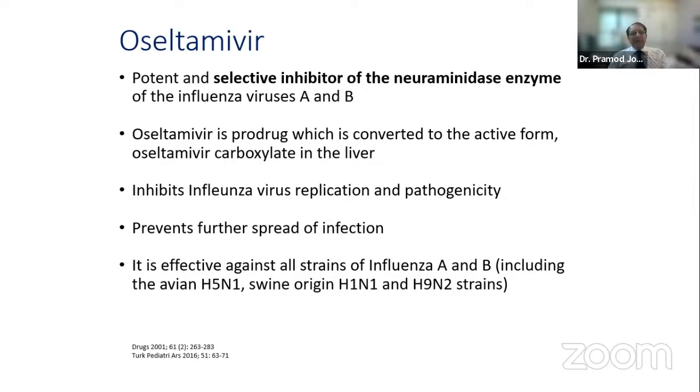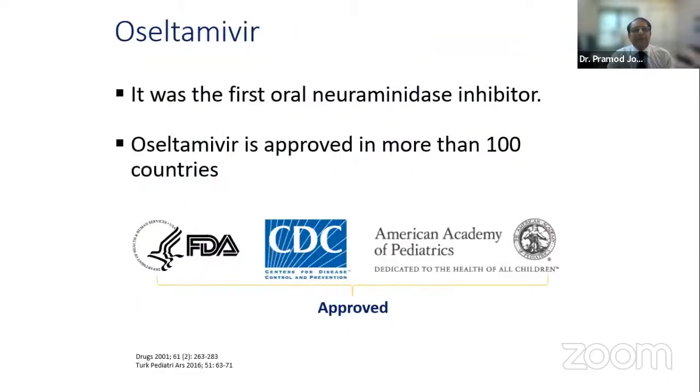And Oseltamivir is a prodrug. It gets converted into the active form, oseltamivir carboxylate. This occurs in the liver, and it inhibits influenza virus replication and further pathogenesis. It prevents further spread of infection, and it is effective against all strains of influenza A and B, including some avian strains and swine origin strains. Remember, this was the first oral neuraminidase inhibitor, and it is approved in more than 100 countries.